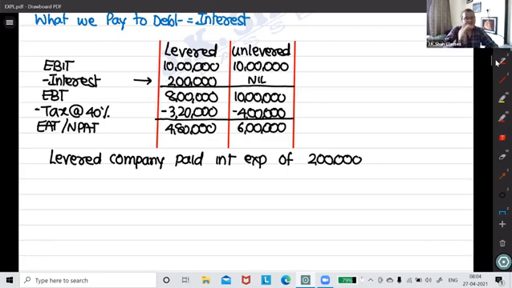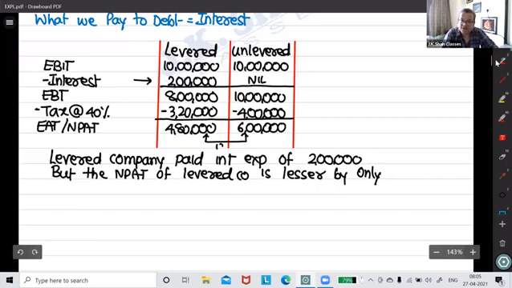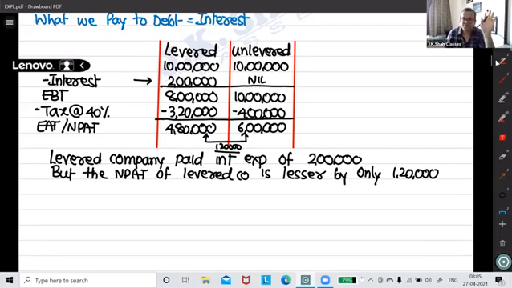Now one would say that if they are paying an extra expense of 2 lakh, then the profit should be down by 2 lakh. But the NPAT of the levered company is lesser by only how much? What is the difference between these two profits? 1 lakh 20,000. You agree with this, right? You know the reason for this? Tax saving. You remember the levered plan always has an advantage. It dominates. Why is it dominating? Because of tax savings.